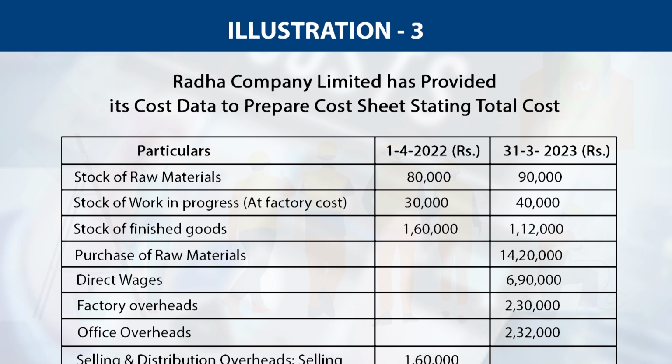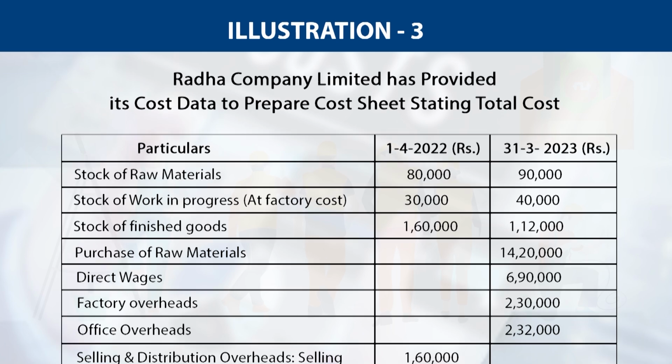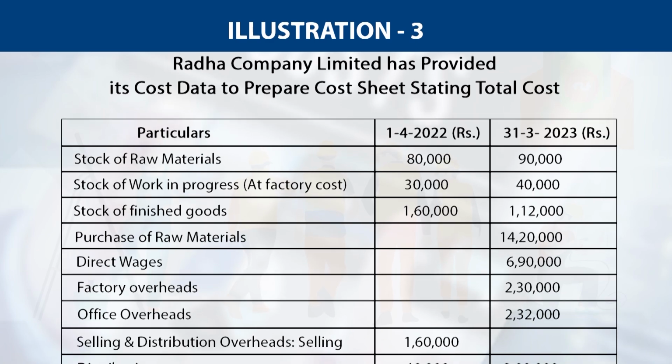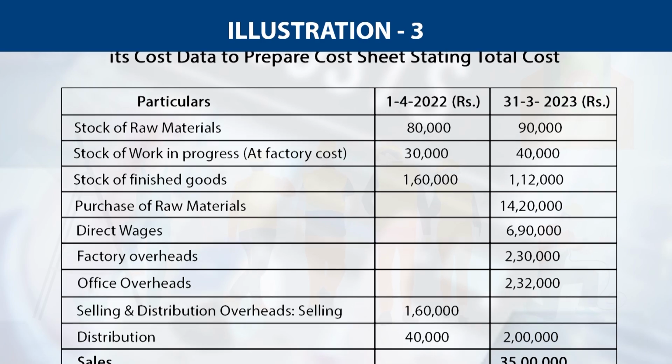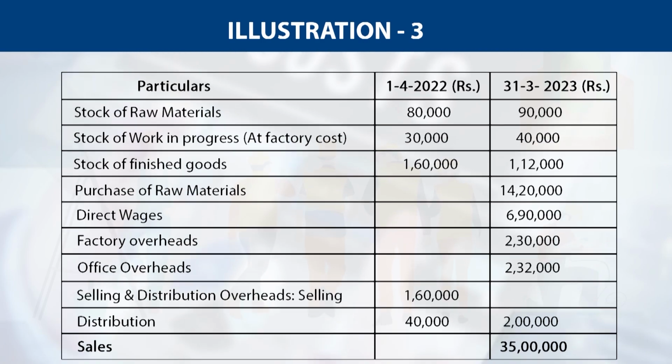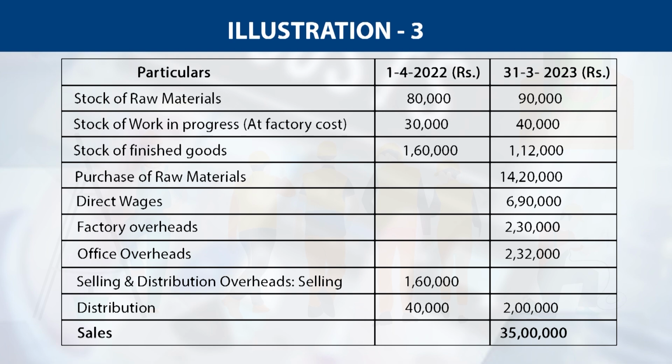Direct wages for the year 6,90,000. Factory overheads 2,30,000. Office overheads 2,32,000. Selling and distribution overhead, in that selling overheads given are 1,60,000 and distribution overhead are 40,000 making total of rupees 2 lakh. Sales given is rupees 35 lakhs.